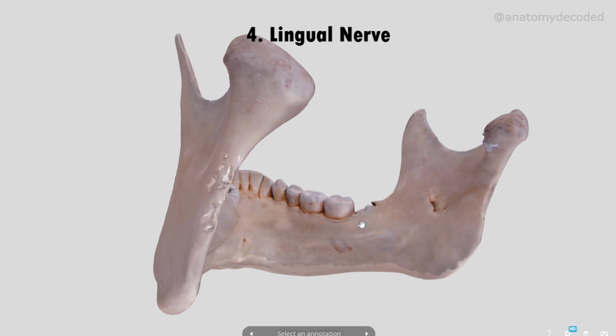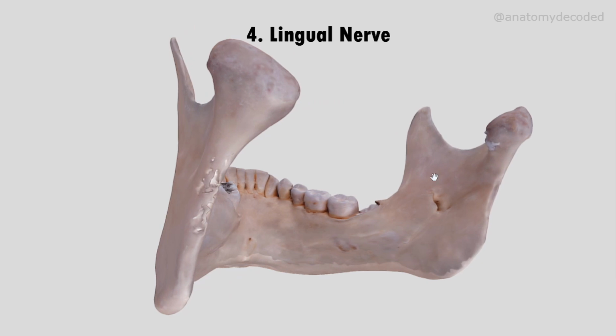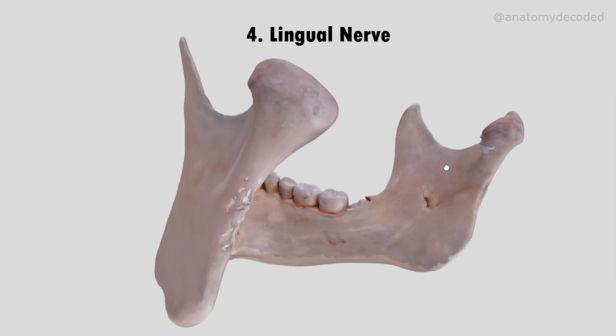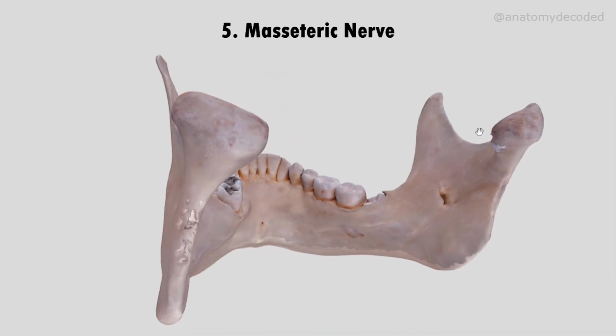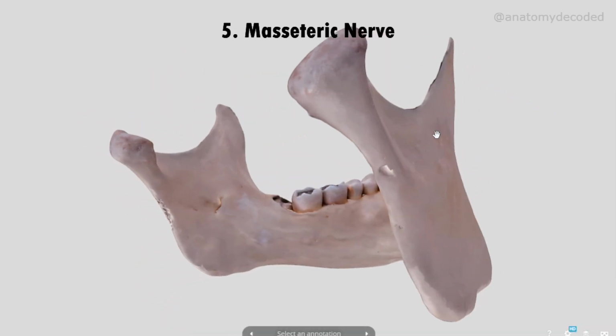Okay, then one more nerve is related just behind the third molar tooth. That nerve is the lingual nerve. Okay, and then one nerve passes through this mandibular notch, that is referred to as masseteric nerve. Okay, passes from here and goes and supplies the masseter muscle which is there in this part.